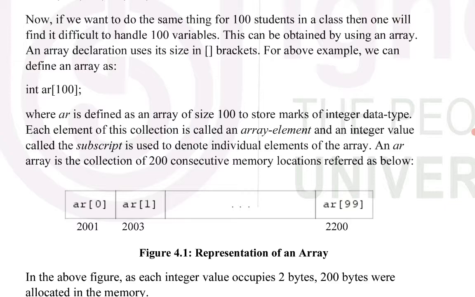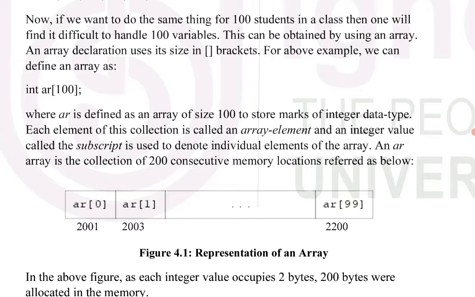Int a[100]; is called the declaration of an array. This is the declaration and definition of the array, and a[0], a[1], a[2], a[3], up to a[99] are called array elements. The values 2001, 2003 and so on are the data in the array, the data or information stored in the array in internal memory.